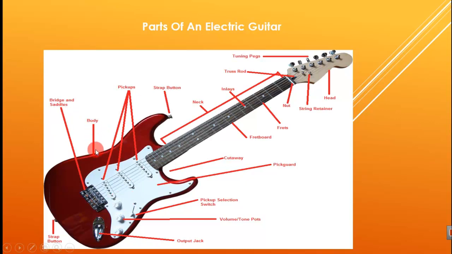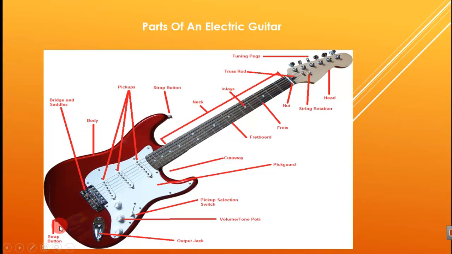Here we have a body. A body is from this part, the whole of this part. This is the body. This one is the bridge and saddles. There's a bridge here whereby the strings are connected to the body. It's called a bridge here.